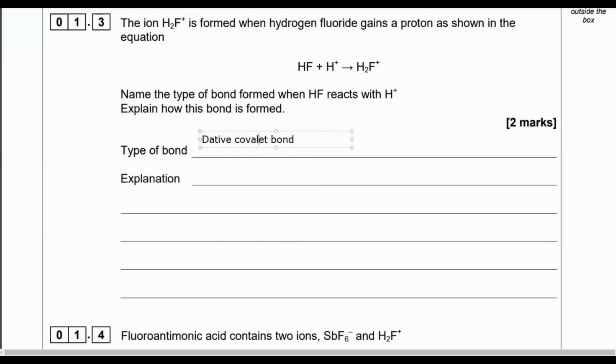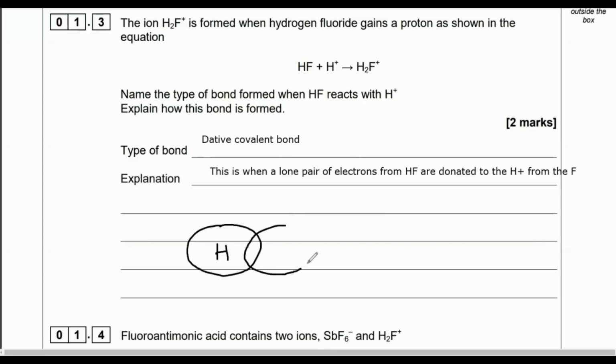Okay, we got there in the end. Dative covalent bond. You can call it a coordinate bond, which is another name for it. This is when a lone pair of electrons is donated from one atom to another atom that is able to accept a lone pair of electrons to form a covalent bond. In this situation, it's the fluorine in the HF that is donating a pair of electrons to the positive hydrogen ion. And here's a little example of how.